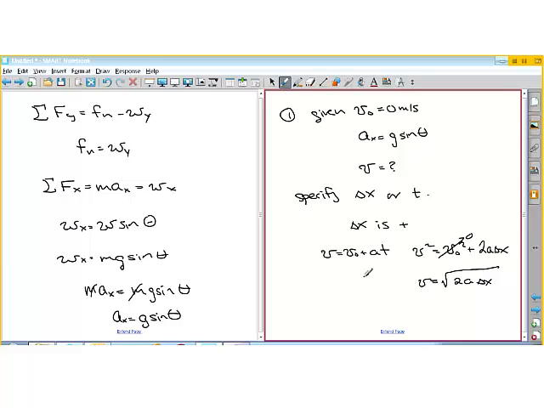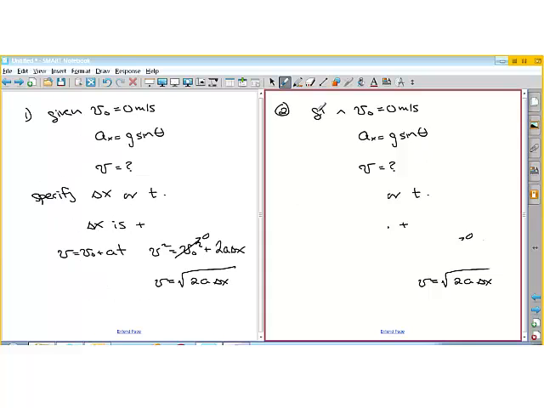And then you could use that velocity to calculate the time. So even if they specify time, you could use this equation to calculate v, and then you could use this equation to calculate delta x. It's either one.